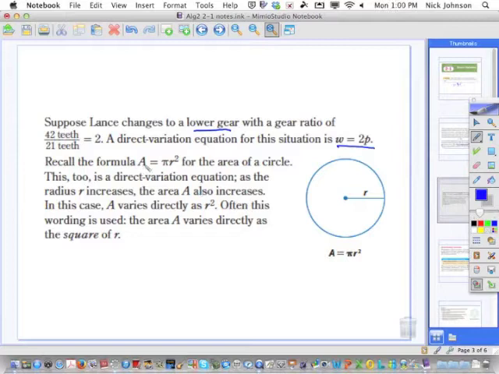Recall the formula, area equals pi r squared, for the area of a circle. This too is a direct variation equation. As the radius r increases, the area A also increases. In this case, A varies directly as r squared. Often this is worded as the area A varies directly as the square of r. Notice in this case, pi is our constant of variation. Pi is our constant of variation.